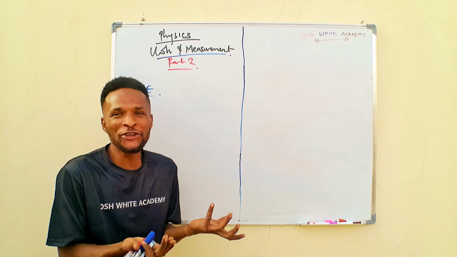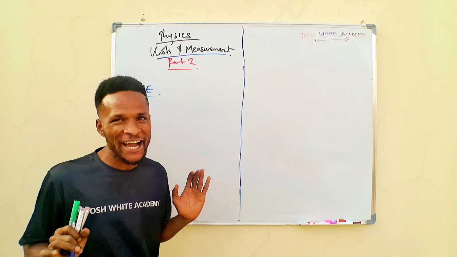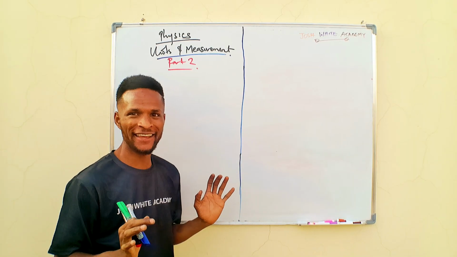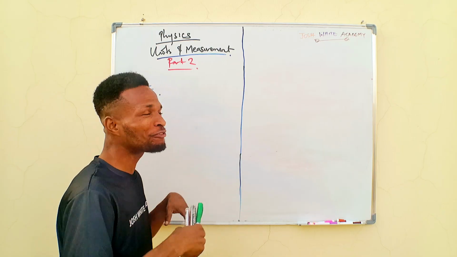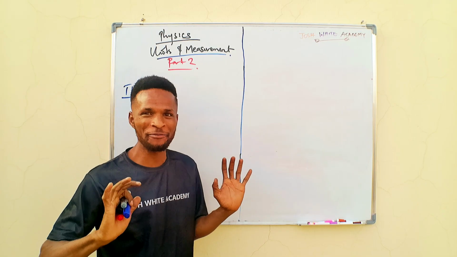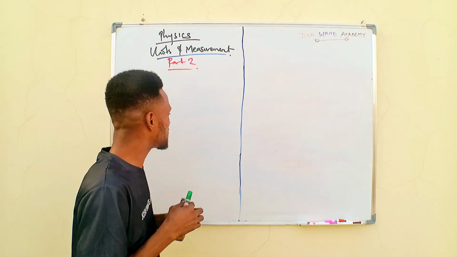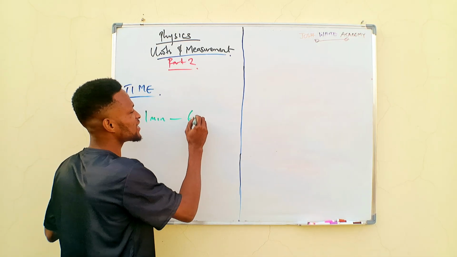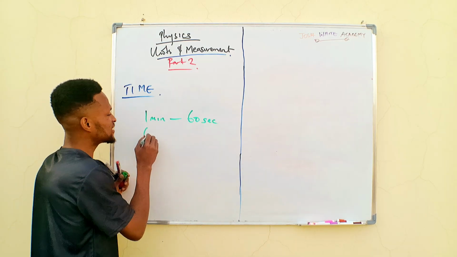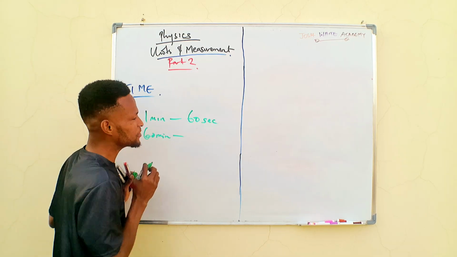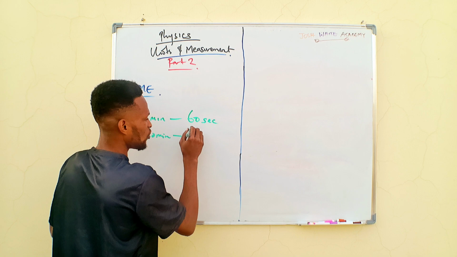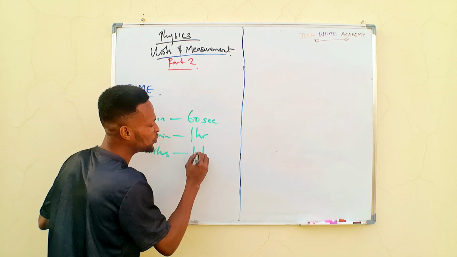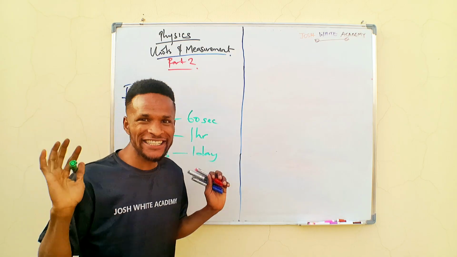Our natural unit for the measurement of time is our solar day. We follow a 24 hour day clock, the day and the night. And we know that 1 minute is equivalent to 60 seconds, 60 minutes is equivalent to 1 hour, and 24 hours is equivalent to a solar day.